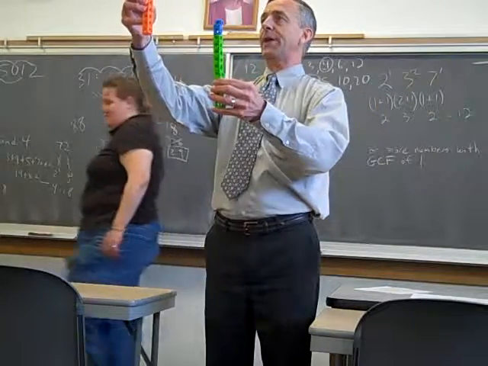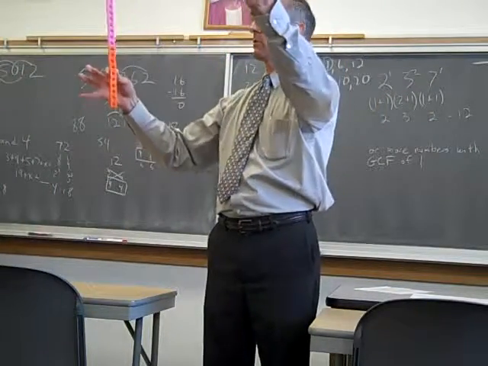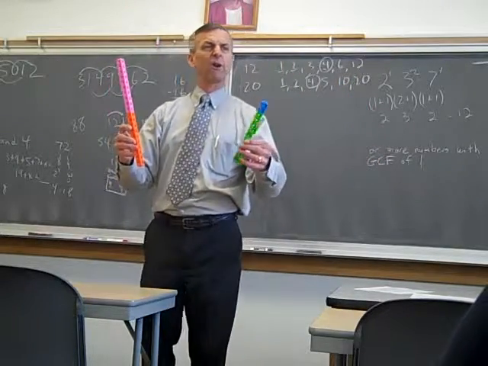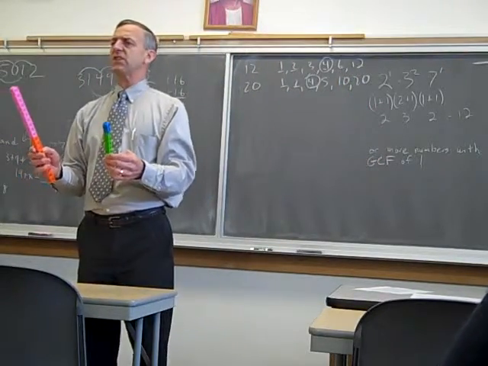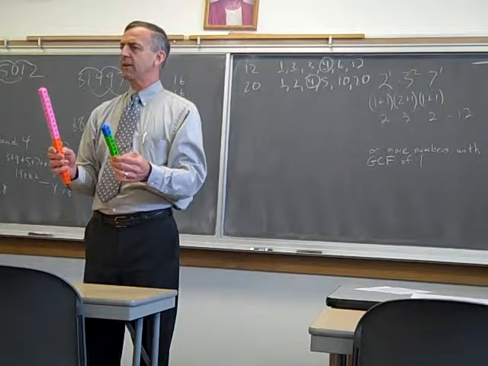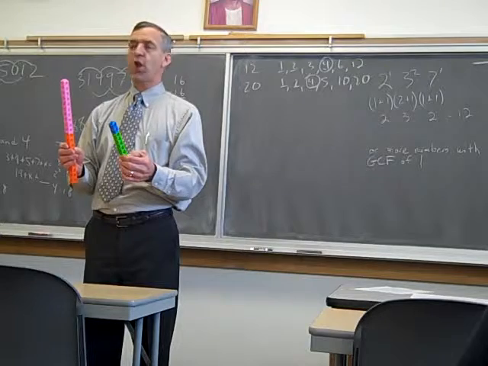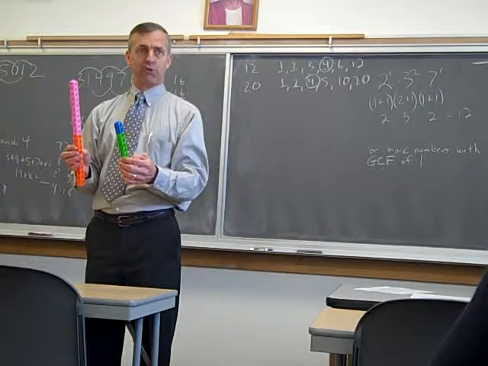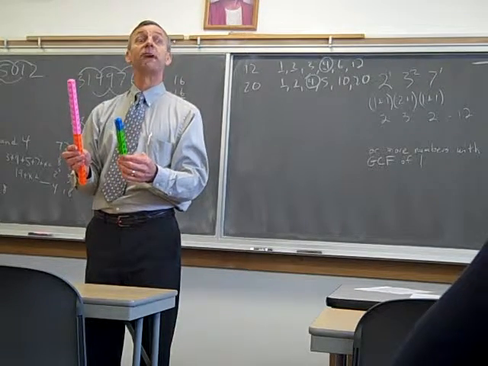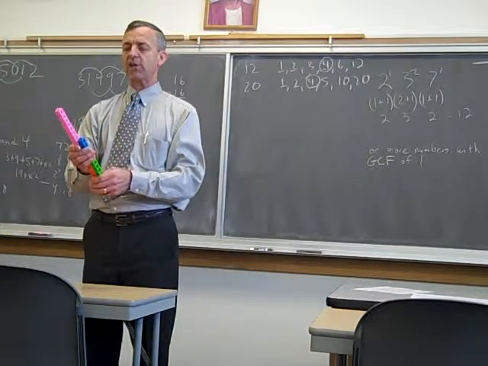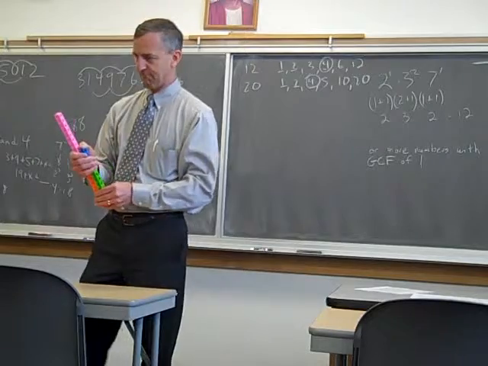So 2 tens is a 20, right? And a 10 and 2 is 12. I'm going to show you a method to find the GCF, or sometimes called the GCD: greatest common factor or greatest common divisor. GCD and GCF are interchangeable.